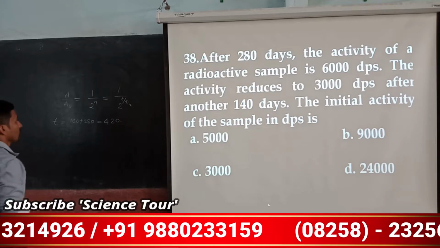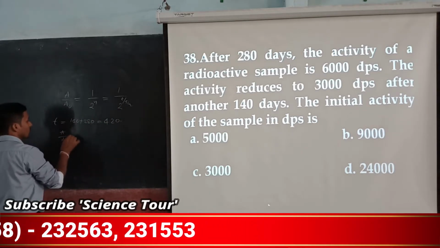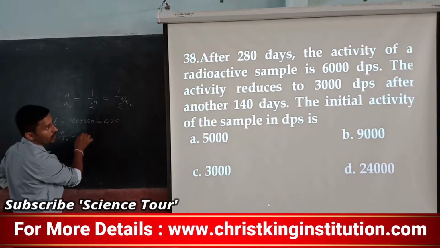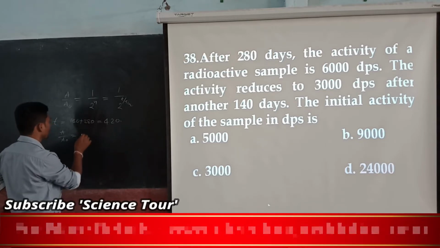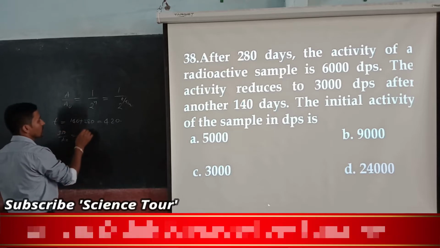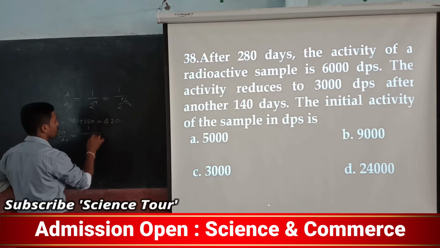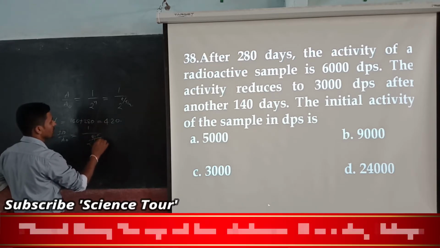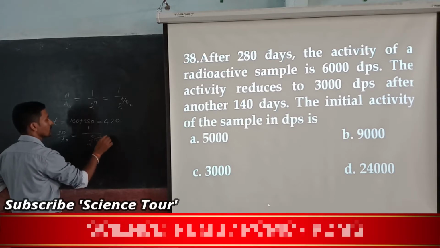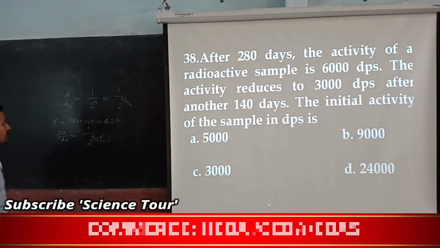Now T half is 140. So you can write A by A naught, which is equal to 1 divided by 2 to the power t total divided by t half, and you have to find out A naught. A is now 3,000. 420 divided by 140 is 3, isn't it? Okay. So 2 to the power 3 it will come.